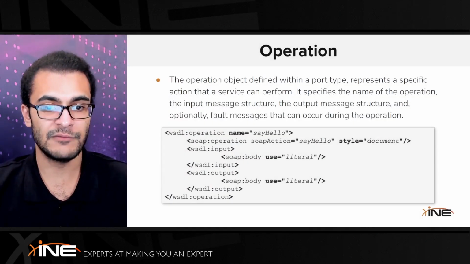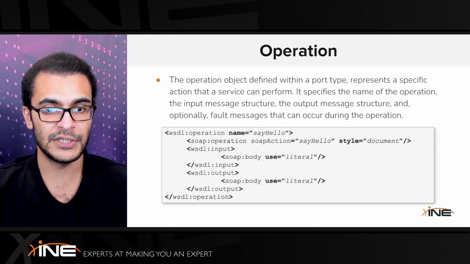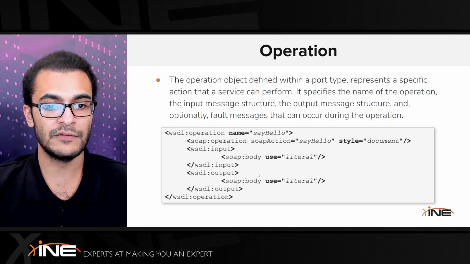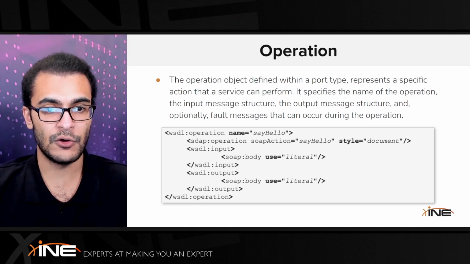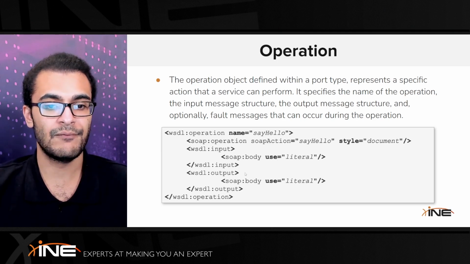We then have operations themselves. The operation object defined within a port type represents a specific action that a service can perform. It specifies the name of the operation, the input message structure, the output message structure, and optionally fault messages that can occur during the operation. So you can see we have the operation object here, which is being defined. The name is just sayHello. Then the soap:operation, soapAction is sayHello, style is equal to document. For wsdl:input, soap:body use literal. For output, we have soap:body use literal.